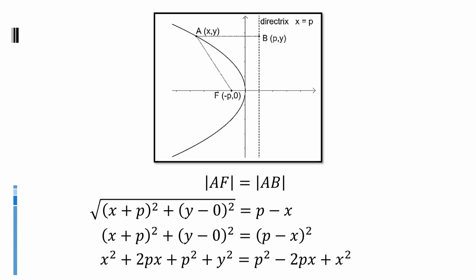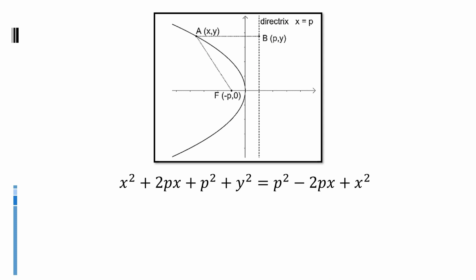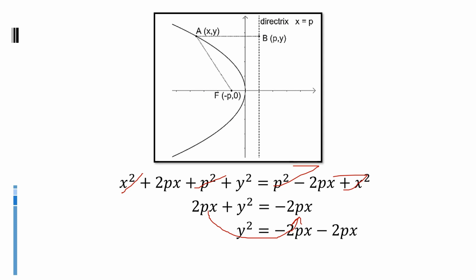Then we have x squared plus 2px plus p squared plus y squared equals p squared minus 2px plus x squared. Since we can cancel these now, we are left with 2px plus y squared equals negative 2px. Then we move it. We have y squared equals negative 2px minus 2px, or y squared equals negative 4px. And that is now the equation of the parabola that opens to the left with the vertex at 0, 0.